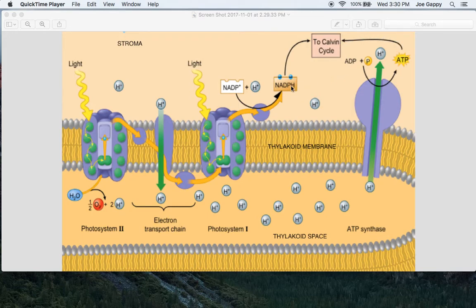So the two major products, NADPH and ATP, are both needed in the Calvin cycle, which will take place inside of the stroma.